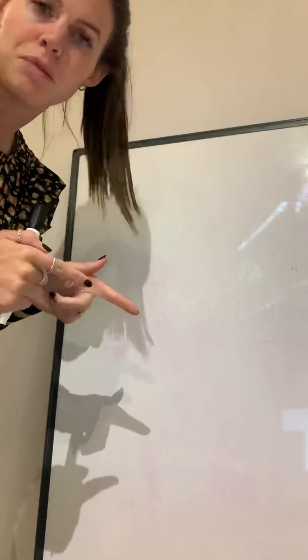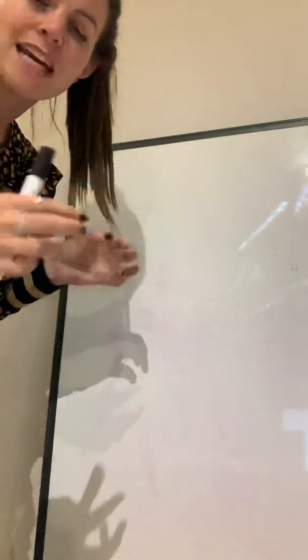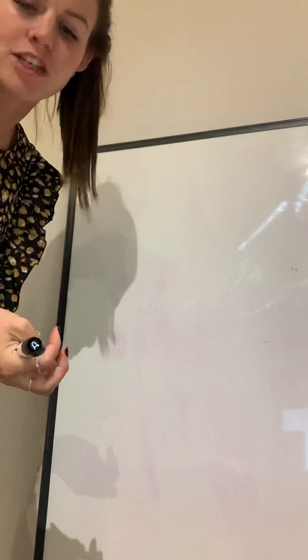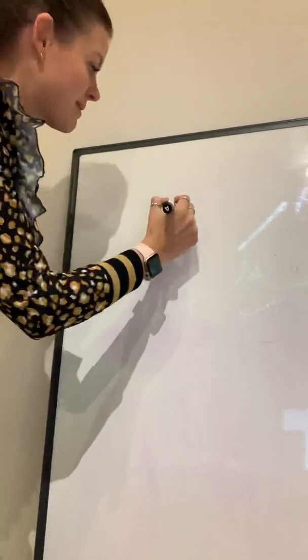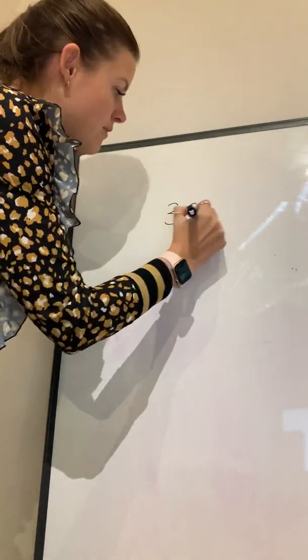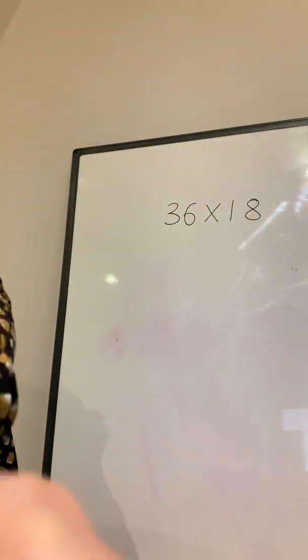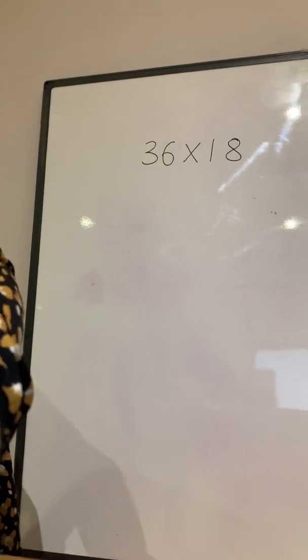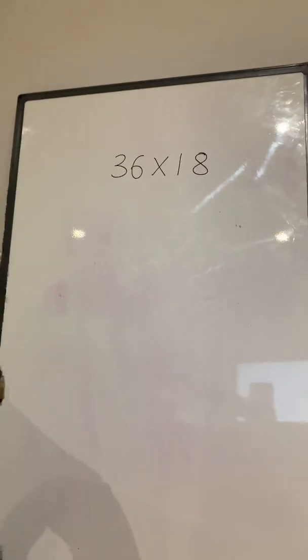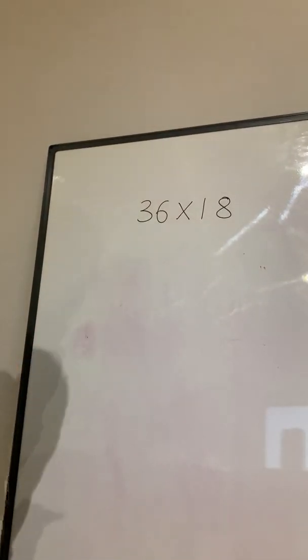Today I'm going to see if you can move from using grid multiplication to short multiplication, building us up to long multiplication. So we're going to go through a little example together. I've got 36 multiplied by 18. I was going to check you can see that on the board. Right, 36 multiplied by 18.